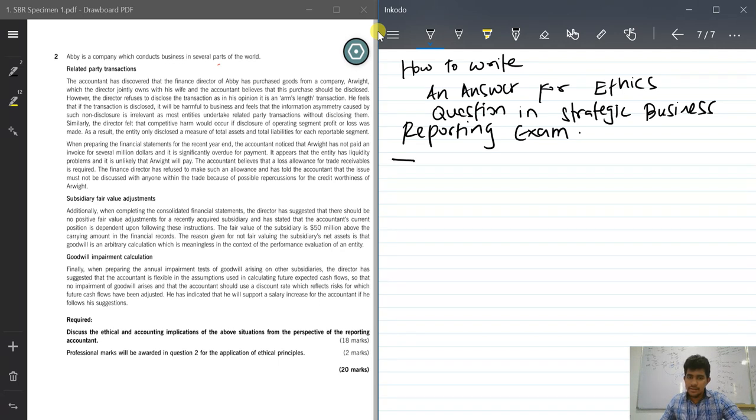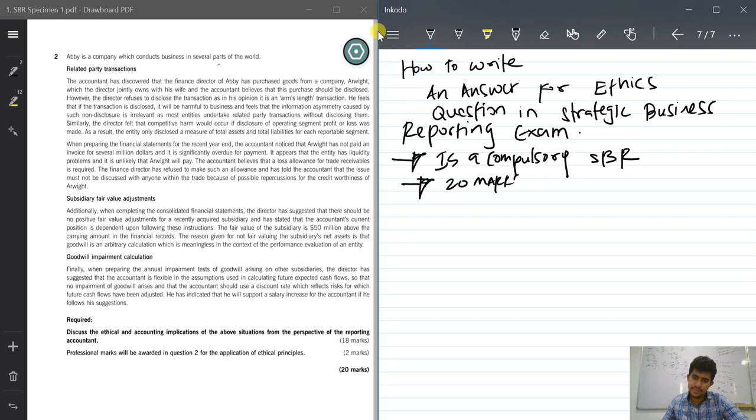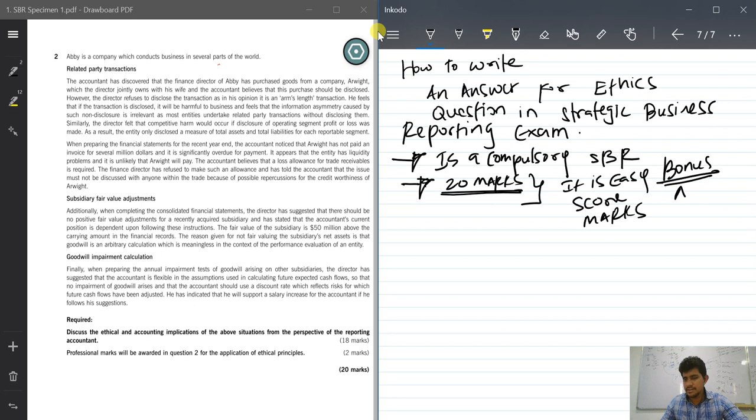Now, this question is a compulsory question in the SBR exam. It's a compulsory question and it will be tested for 20 marks. And it is easy to score marks. And I usually say this is a bonus area.